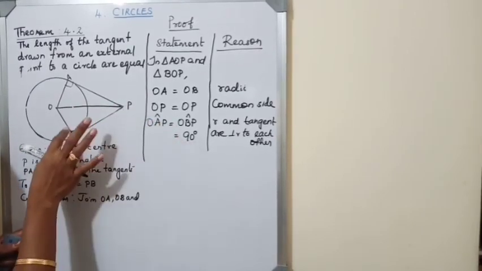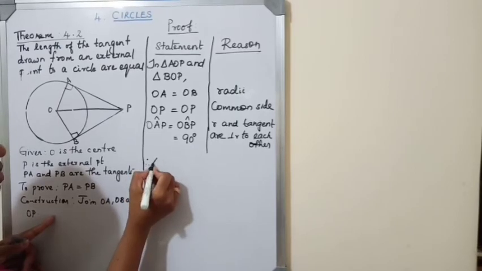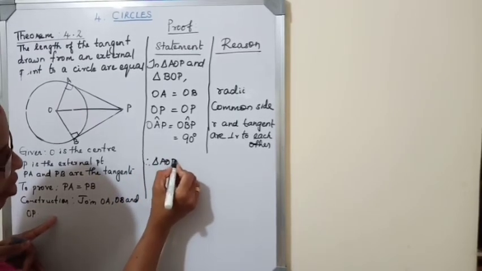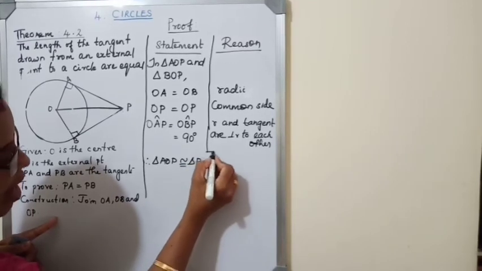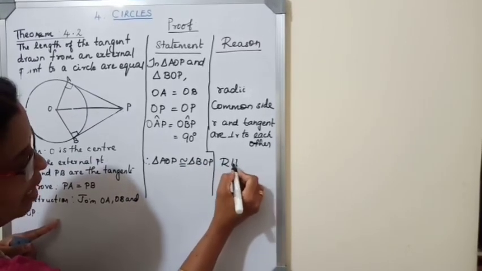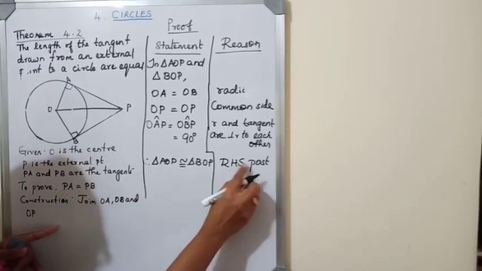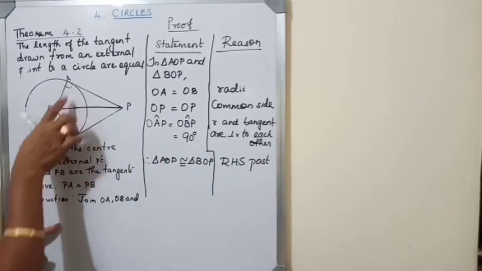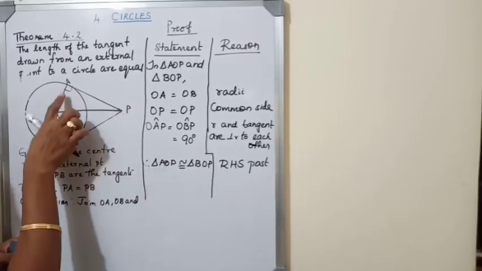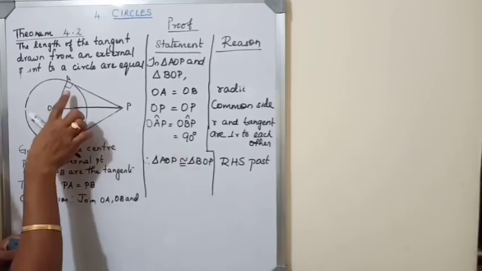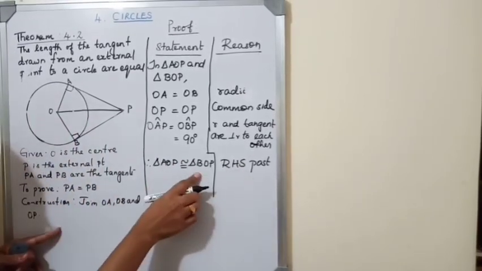Two sides and one right angle. What can we write? How are the triangles congruent? Triangle AOP is congruent to triangle BOP by which postulate? RHS postulate. What is the RHS postulate? Right angle, hypotenuse and one side. Which is the right angle? A and B are right angles. Which is the hypotenuse? OP is the hypotenuse, opposite to the 90 degree angle, and one side we have taken is the radius. So by RHS the triangles are congruent.